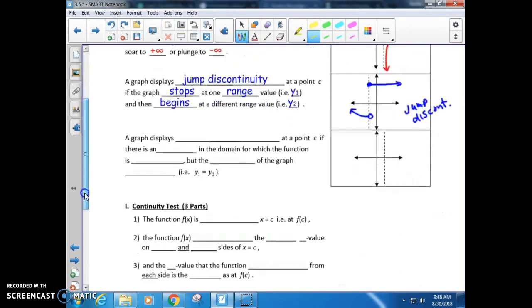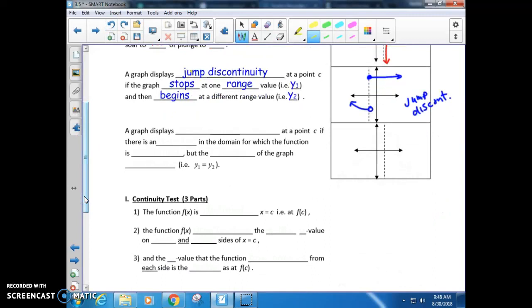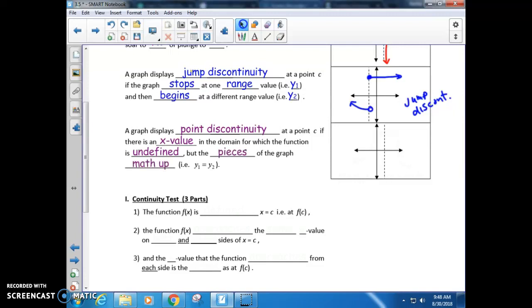Okay. And the last type is called point discontinuity. So if we're coming along to a point C, and there's an x value in the domain for which the function is undefined, but the pieces of the graph match up. So basically, there's a hole in the graph.